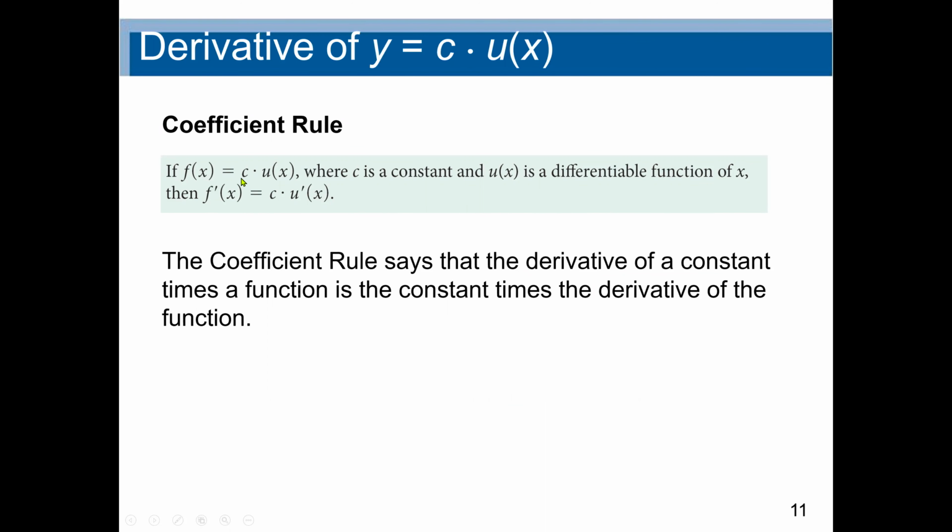If I have f at x equal to c times u at x, the derivative of f at x will be c times the derivative of u at x. So we don't touch the constant value. We leave it. Then whatever we get after the derivative of u at x, we multiply it by the constant value. So the coefficient rule says that the derivative of a constant times a function is the constant times the derivative of that function.